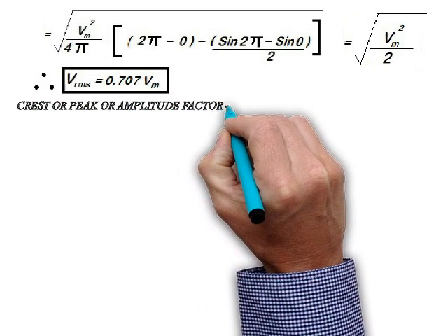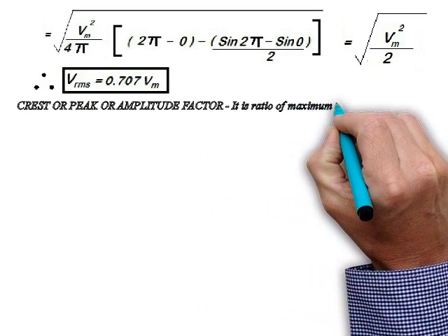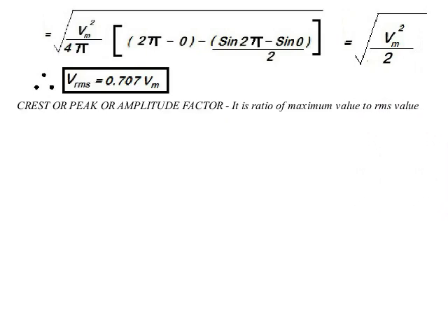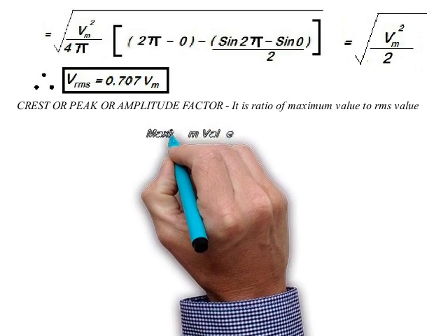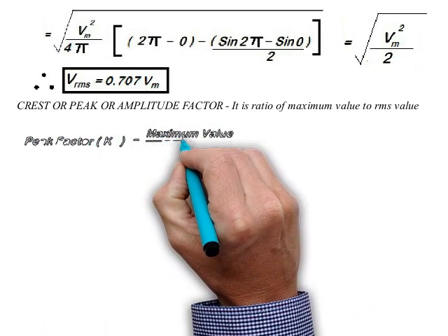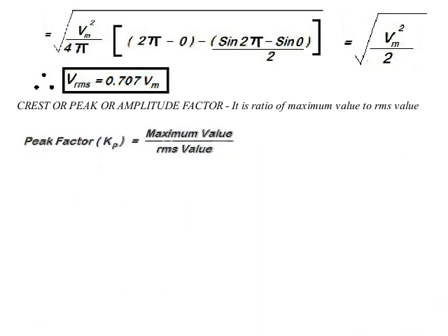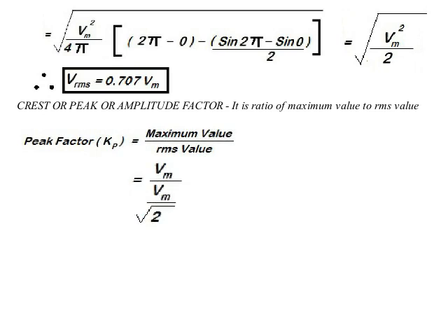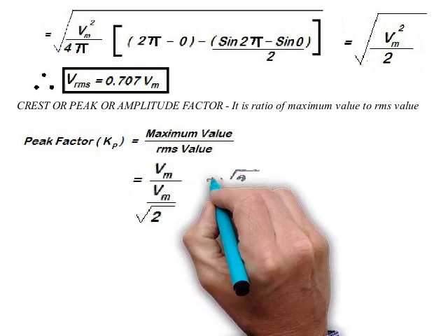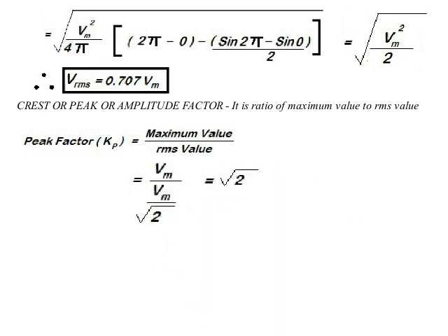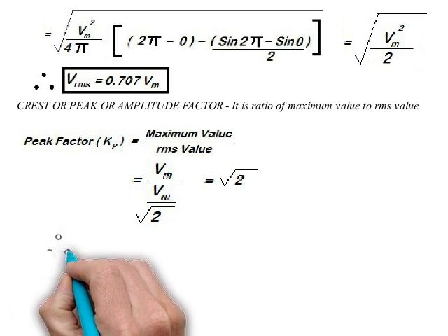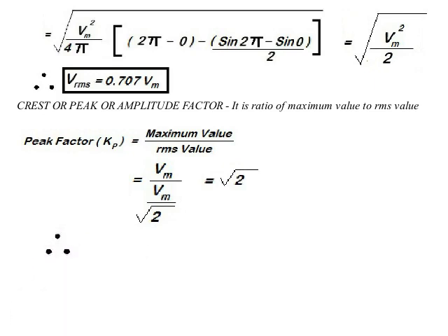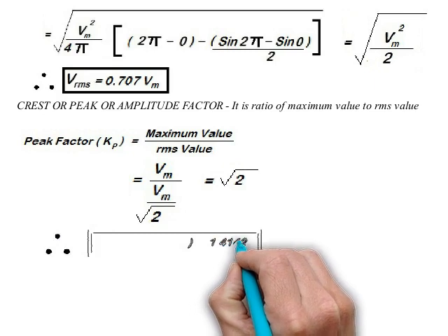Crest or peak factor or amplitude factor. It is the ratio of the maximum value to the RMS value. So peak factor Kp is equal to maximum value by the RMS value, which is equal to Vm by (Vm by root 2), which is equal to root 2. The value of root 2 is 1.414. So peak factor Kp is equal to 1.414.